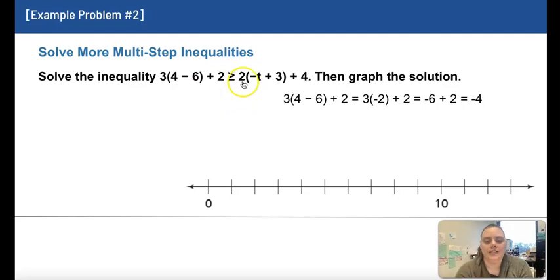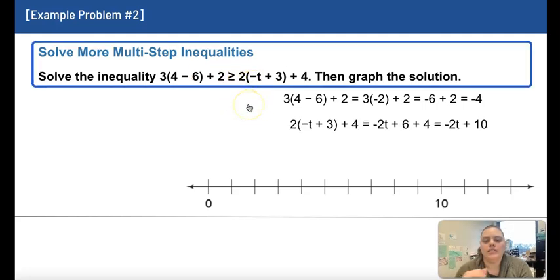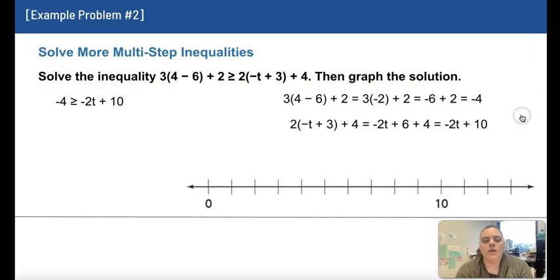On the right side, I have 2 times the quantity negative t plus 3, plus 4. I'll distribute the 2, so 2 times negative t is negative 2t, and 2 times 3 is 6. Negative 2t is not going to combine with anything because there are no other t's, but 6 plus 4 is 10. So I have negative 4 on the left, and simplified, the right is negative 2t plus 10.